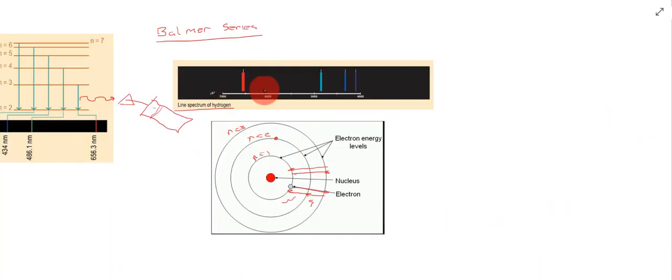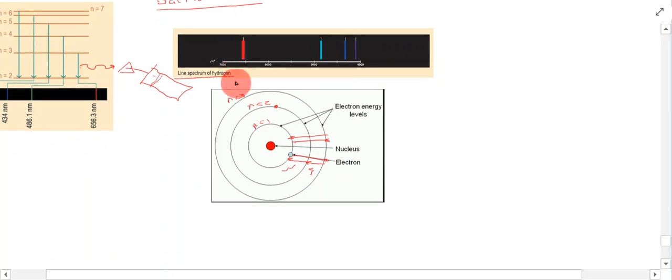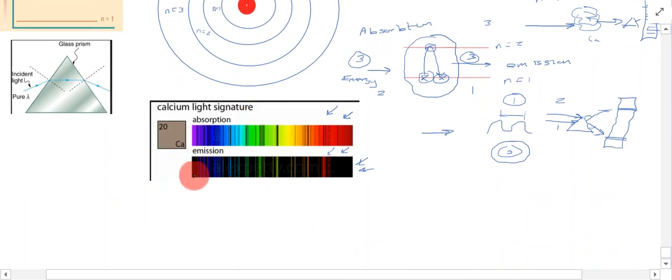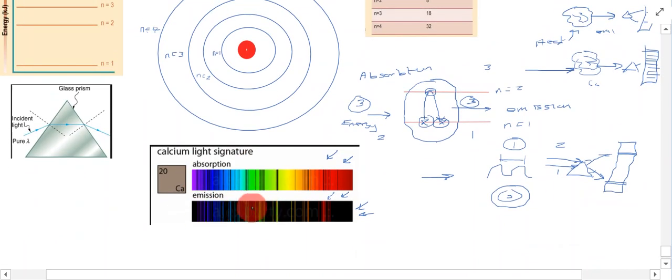If we compare it here, for example, this is the spectrum for hydrogen, which is quite simple. You have these very simple bands that can easily be explained by the movement of the electrons from energy levels back down. But if we compare that to calcium, it's much more complicated, and things get way more complicated.